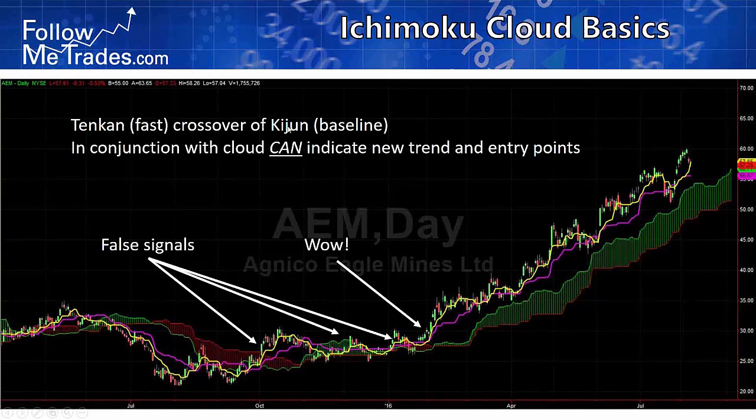So the crossover of the Tenkan over the Kijun in conjunction with breaking the cloud, right? We can get some false signals, but when it lines up, man, when you get a break above the cloud and you get a crossover, and we get some Dow Theory happening here, right, with a higher high, higher low, new high. Whoa, look at that trend go, right? Pretty cool stuff, pretty cool stuff.